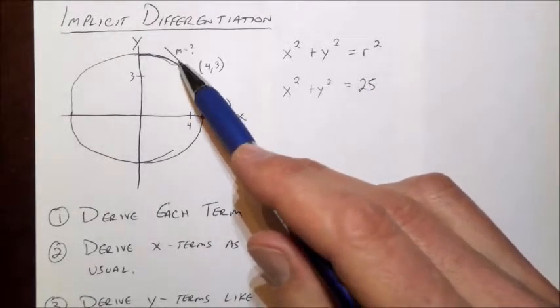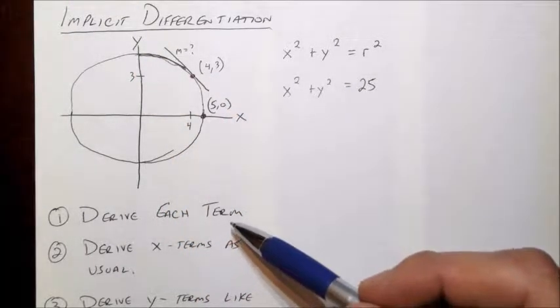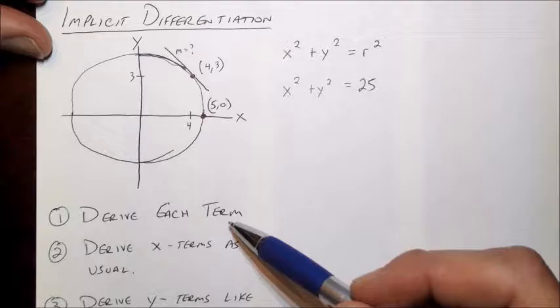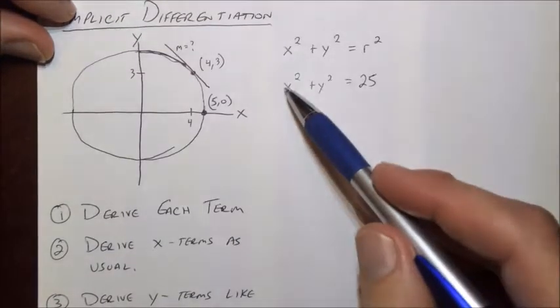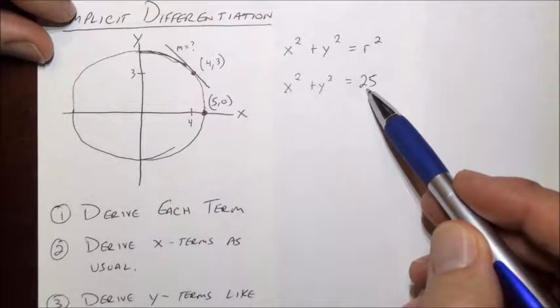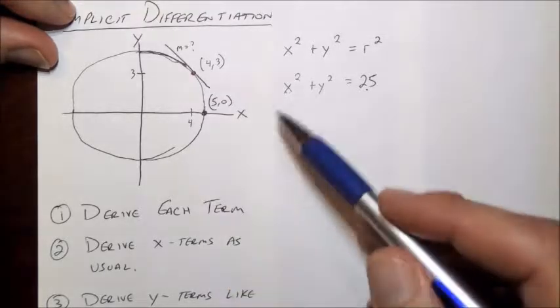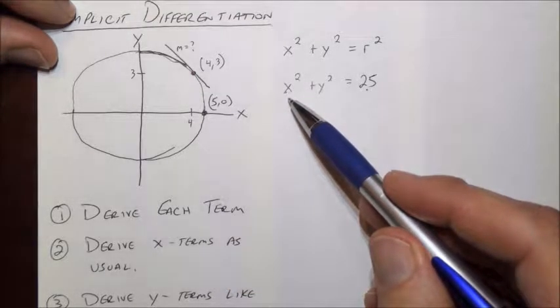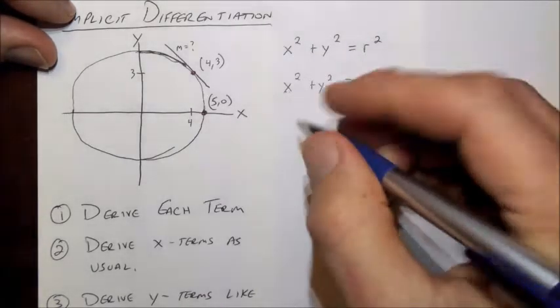So let's derive it. How do we derive it? Through the process known as implicit differentiation, and I've got the steps here underneath the circle. The first step is that we're going to derive each term. No big deal. We have 1, 2, 3 terms, and we're going to derive all of them. We're going to derive the x terms as usual. Let's look at our first term, x squared. What would be the derivative of x squared? Exactly, it would be 2x. So let's put that down.